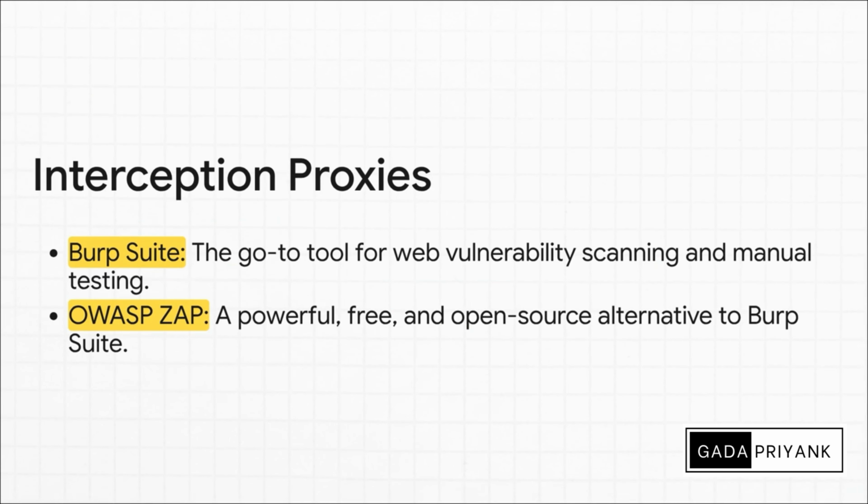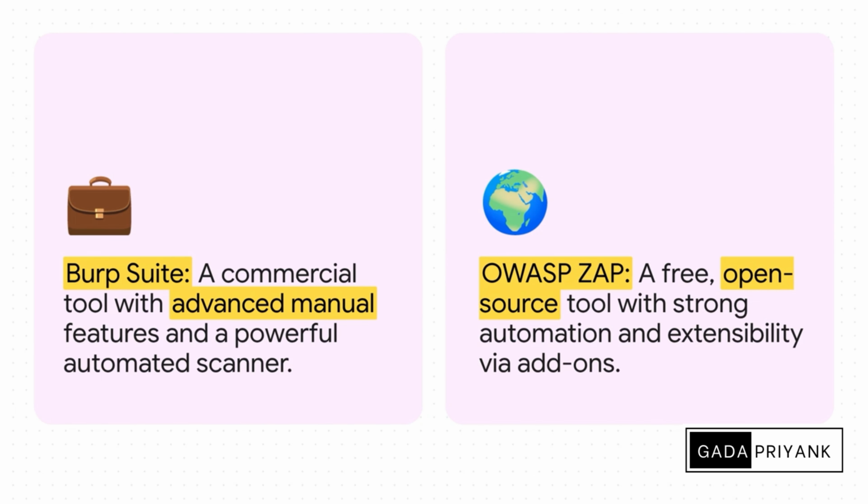Burp Suite and OWASP ZAP are the two absolute giants in the space. Both of these tools allow testers to see exactly what data is being sent and received, which is essential for finding those really well-hidden flaws. Now, what's really interesting here is the comparison. While Burp Suite is the commercial standard with some really advanced features, ZAP is an incredibly capable open-source project that's perfect for anyone to get started with.